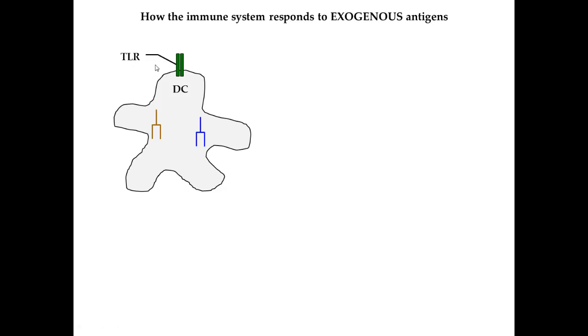In addition to the toll-like receptor, dendritic cells also have an MHC2 molecule. MHC2 is a very significant molecule because it's found only in antigen-presenting cells. There are only 3 types of antigen-presenting cells: macrophages, B cells, and dendritic cells. So only macrophages, B cells, and dendritic cells contain MHC2.